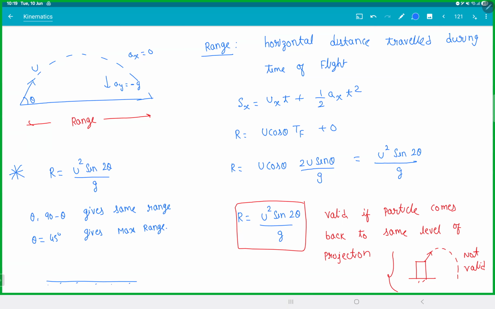That means if you take a particle and throw it with a speed of u at 30 degrees, and this is the range, if you take another particle and throw it with the same speed u, but at 60 degrees, this will go higher, but it will again land at the same point. So you get the same range for two different angles, 30 and 60. Clear, everyone?